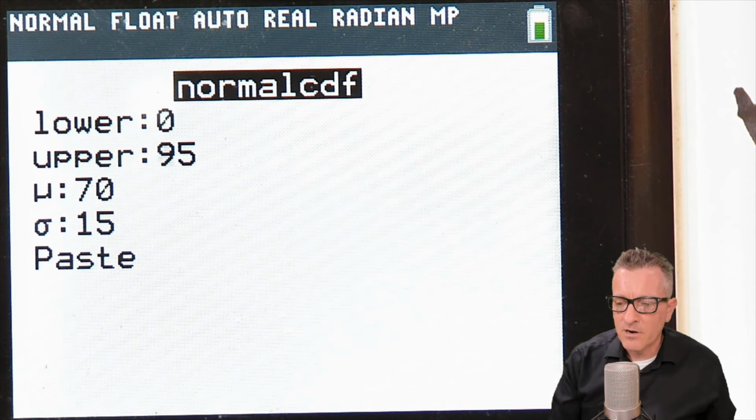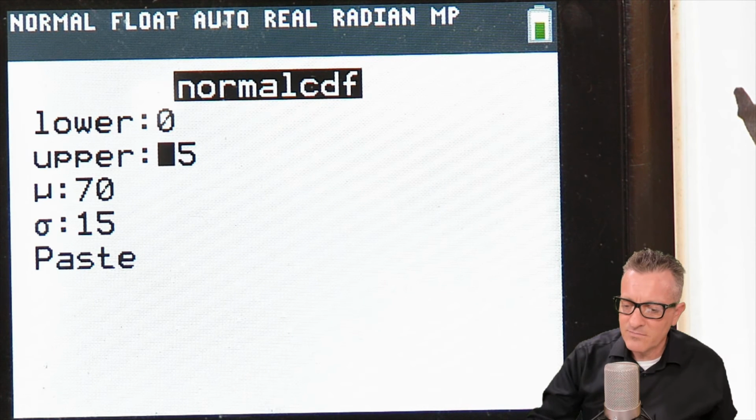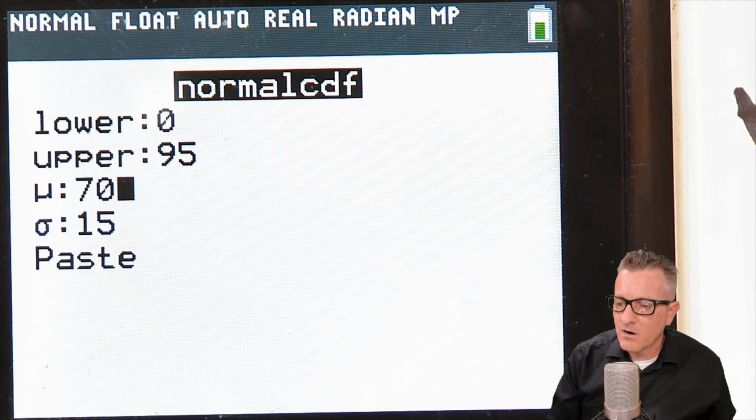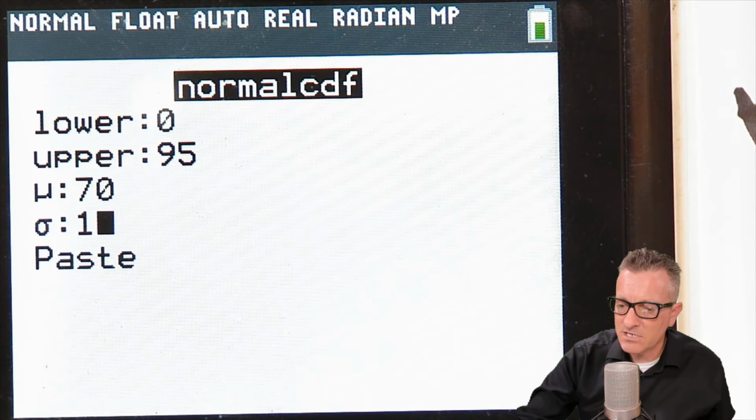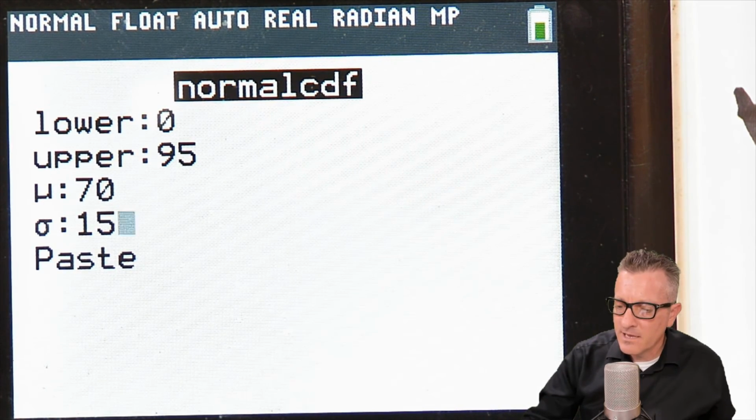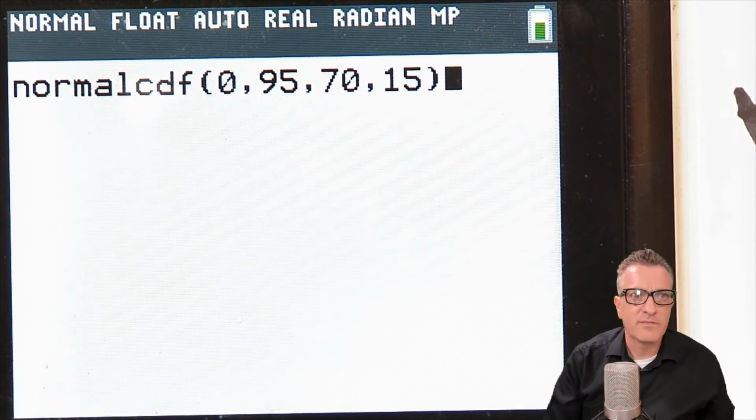So for the upper, we would put 95. I think I checked this problem before I made this. It's already in there. And then mu is 70. It's already in there. And then our standard deviation is 15. It's already in there because, like I said, I checked it. Then we hit enter and we get the answer.